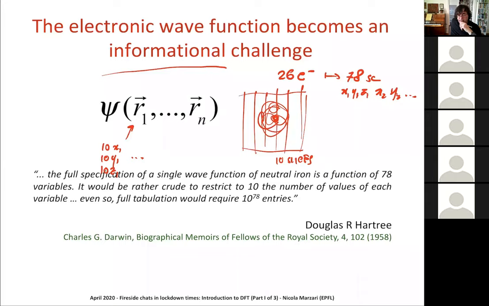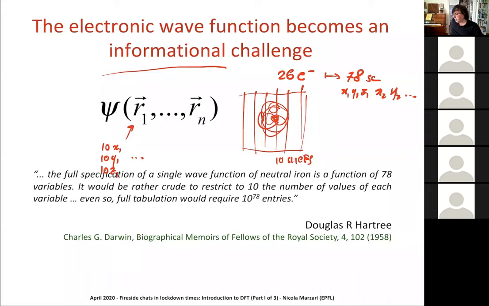Two electrons starts to be 1,000,000. Three electrons is already more complex, depending if you are American or English, you could call it 1,000,000,000, or maybe we need to go to 4 electrons to get to 1,000,000,000s, but 10 to the 3rd, 10 to the 6th, 10 to the 9th, 10 to the 12th. By the time we have 26 electrons, we have 10 to the 78 possible entries. That I think is more than the number of atoms in the universe. So even for a humble iron atom, we don't have the capability to represent this very complex object. And this is what kills us, and that's why we need to find better ways.